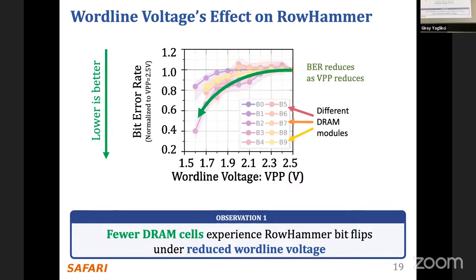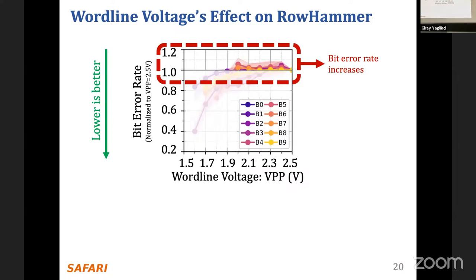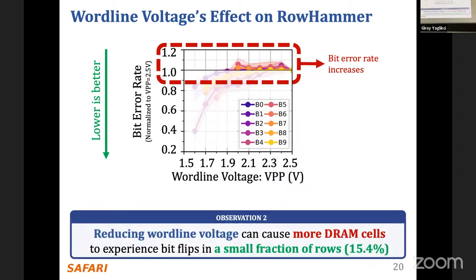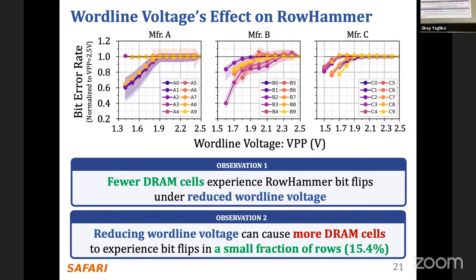And there's an obvious, clear trend that as we go from right to left, as we reduce Wordline voltage, the bit error rate reduces. Even though in certain cases there's an opposite pattern, so it sometimes goes above 1.0, but this is in a very small fraction of the rows. We do the same analysis across different modules in all three major manufacturers. Here, manufacturer A is Micron, B is Samsung, and C is SK Hynix. You see some different dominant trends across different manufacturers, but at a high level we can say that when you reduce Wordline voltage, there's a tendency for the bit error rate to reduce.